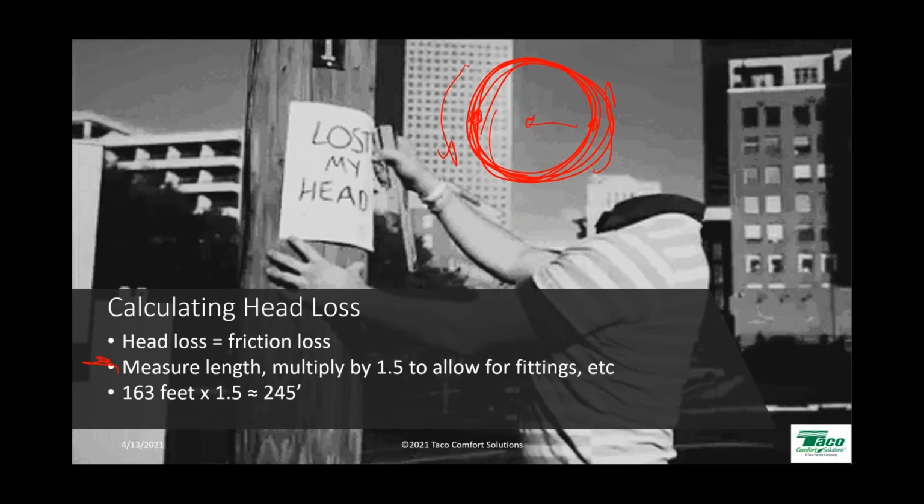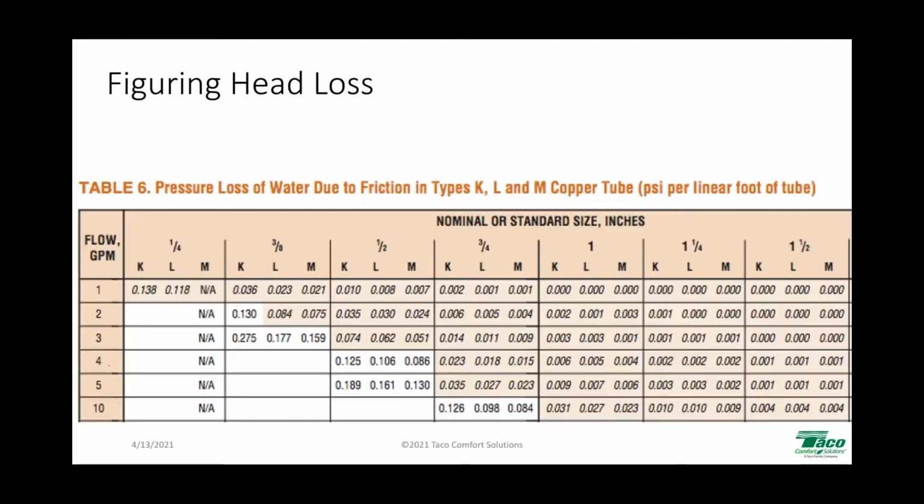Once we have that number, then we can figure out what we call our total developed length. So we measure the length. In this case, I'm using 163 feet, multiplying it by 1.5 for those fittings, and I come up with approximately 245 feet worth of total developed length. That's how much, if I flattened out all those fittings and made it one big long run, we're talking 245 feet. So 163 times 1.5 equals 245.